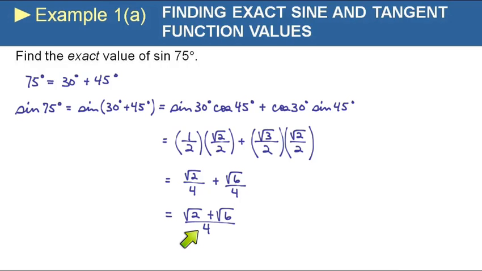Now, just a little tip here, if you remember back in the last section, we found the cosine of 15 degrees, and it had the same answer as sine of 75 degrees. That's because 15 and 75 are cofunctions. So of course cosine of 15 equals sine of 75. So let's go on and look at the next example.